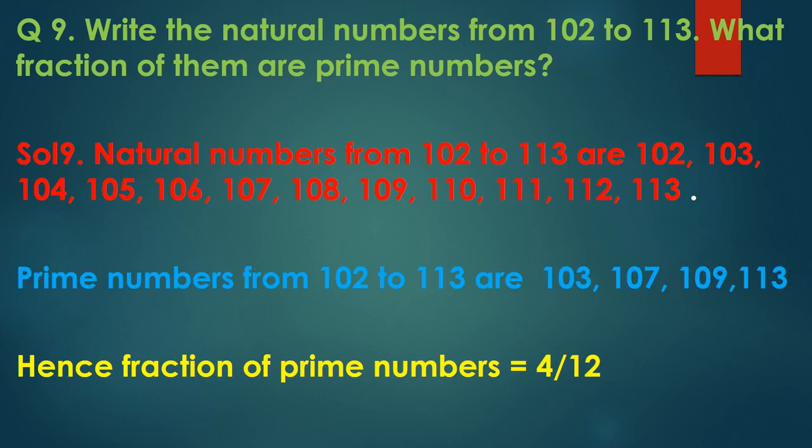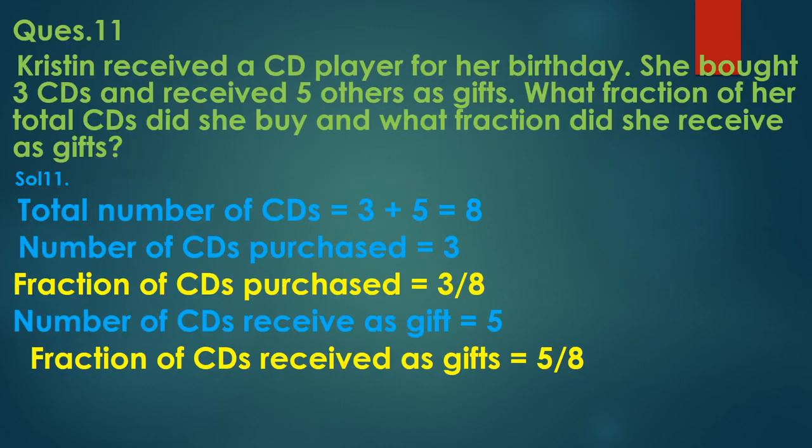Now prime numbers from 2 to 12 are 2, 3, 5, 7, 11. Yesterday I told you what prime numbers are: they have exactly two factors, 1 and the number itself. So the number of prime numbers from 2 to 12 is 5. Hence the fraction of prime numbers is 5 upon 11.